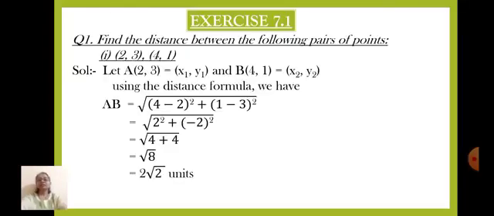Now let us see the examples based on this distance formula. Find the distance between the following pair of points. The coordinates of the points given are 2, 3 and 4, 1. So let us give some name or some alphabet to these coordinates. Let A, that is 2, 3, be denoted by x1, y1 and B, that is 4, 1, be denoted by x2, y2. Right. Now use the distance formula. So the formula is square root of (x2 minus x1) the whole square plus (y2 minus y1) the whole square.